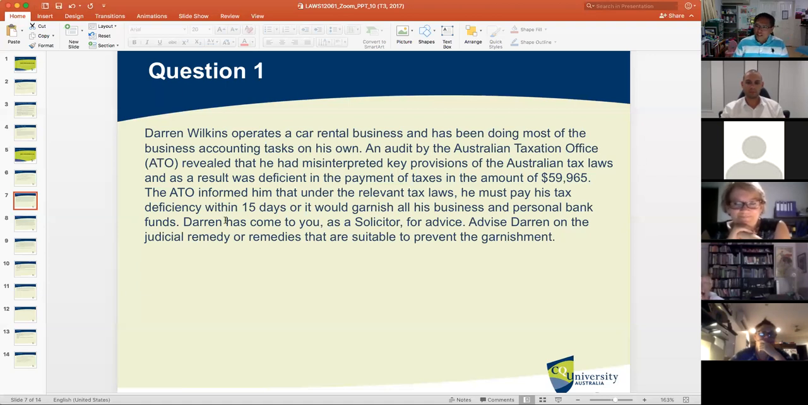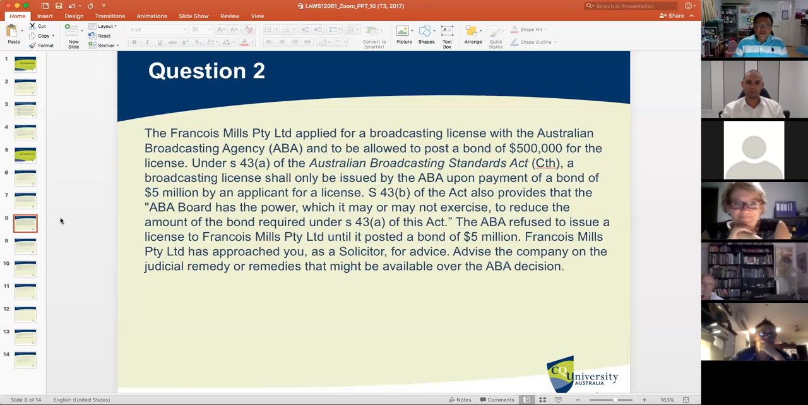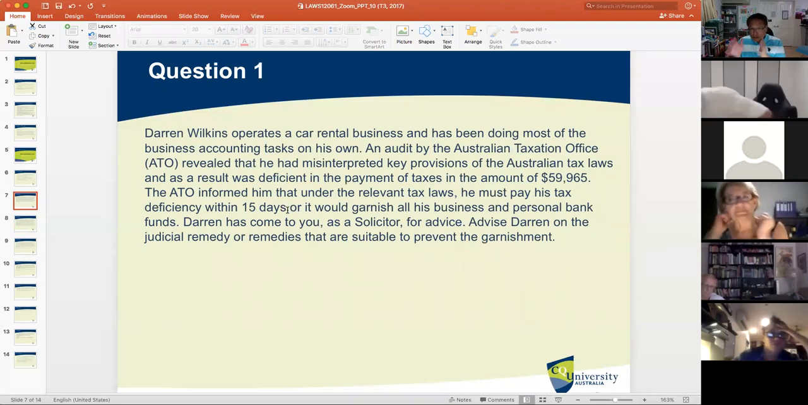Okay, so let's proceed. Question number 2. Can somebody read that question for us, please? So going back to question 1, I'm just going to go straight to the judicial review remedies. We've covered the issue about standing. We've talked about the grounds for judicial review. Let's just talk about the judicial review remedies.